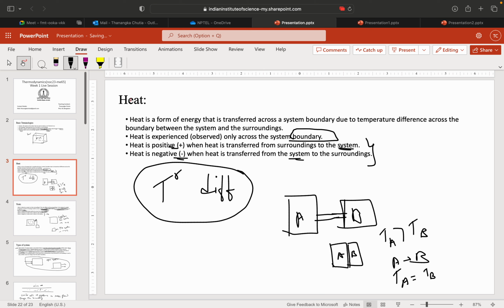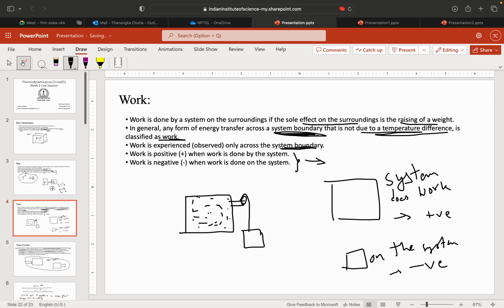The second thing is that heat is a form of energy that takes place only because of the temperature difference between the system and the surroundings. Heat is felt only at the boundary, that means it is a boundary phenomenon. Now in the numericals we understood the sign convention for thermodynamic problems: whenever you add heat to a system, it is positive, and whenever you remove heat from a system, it is negative.